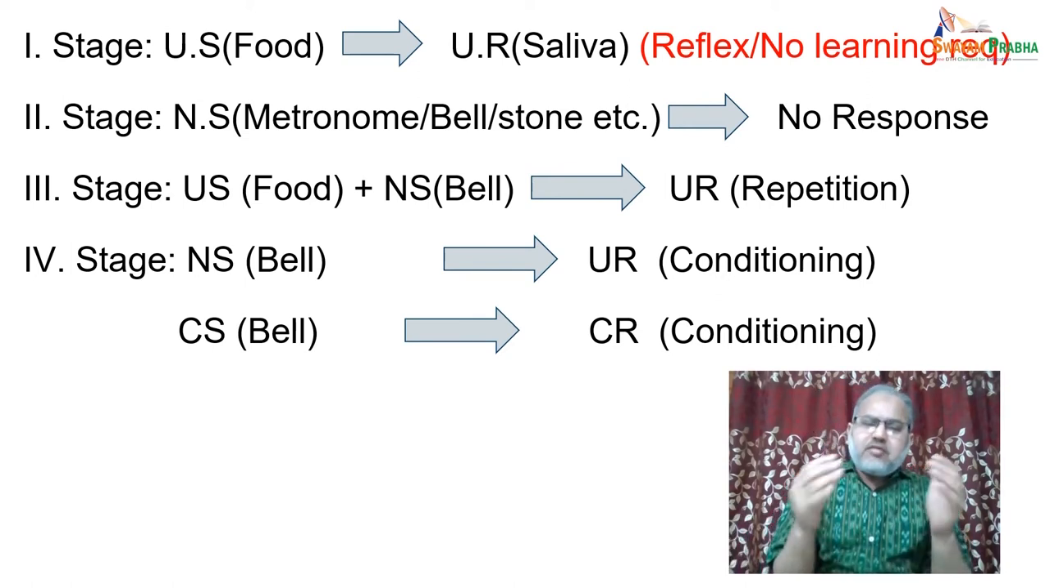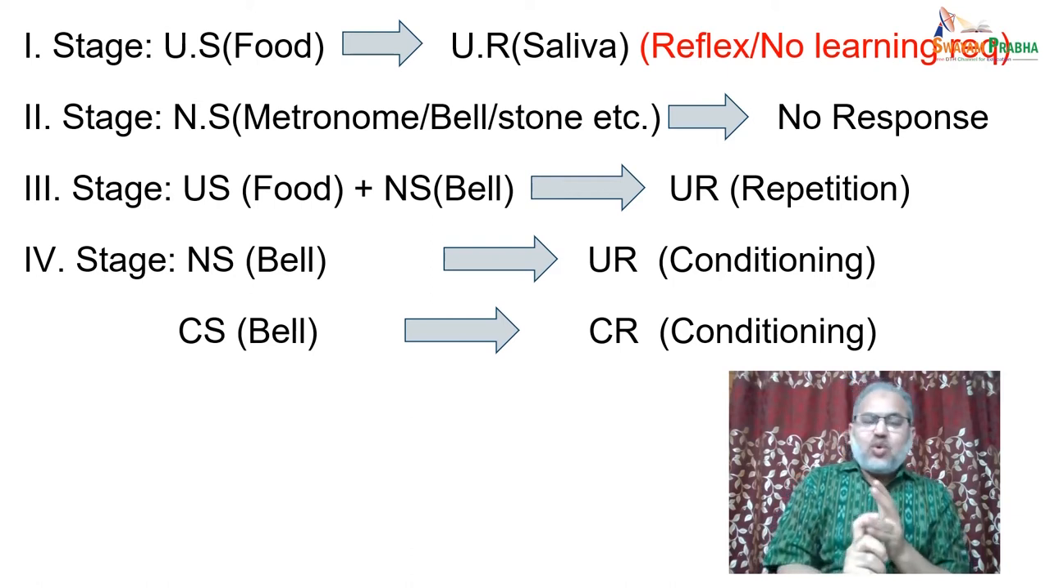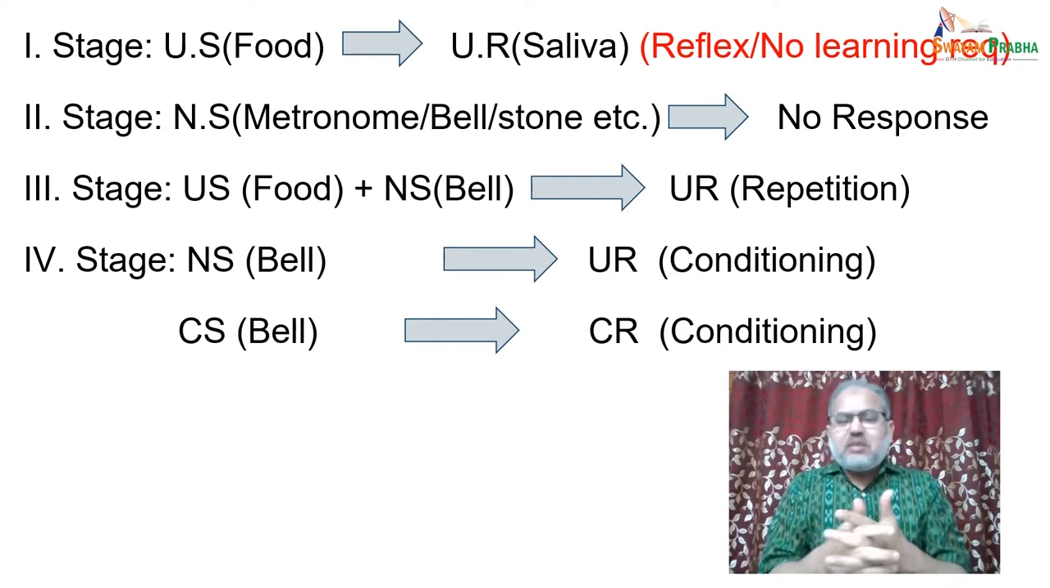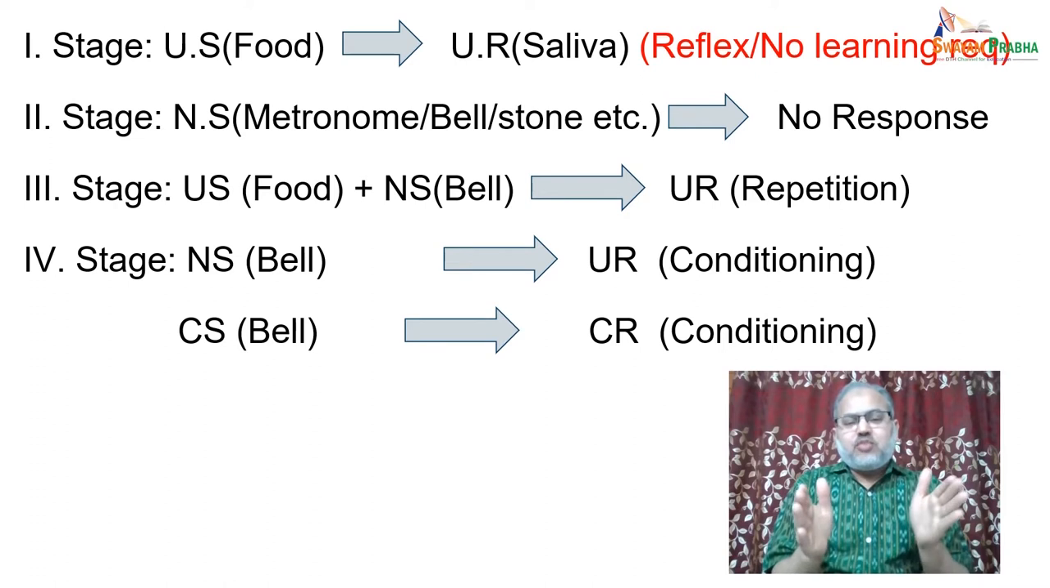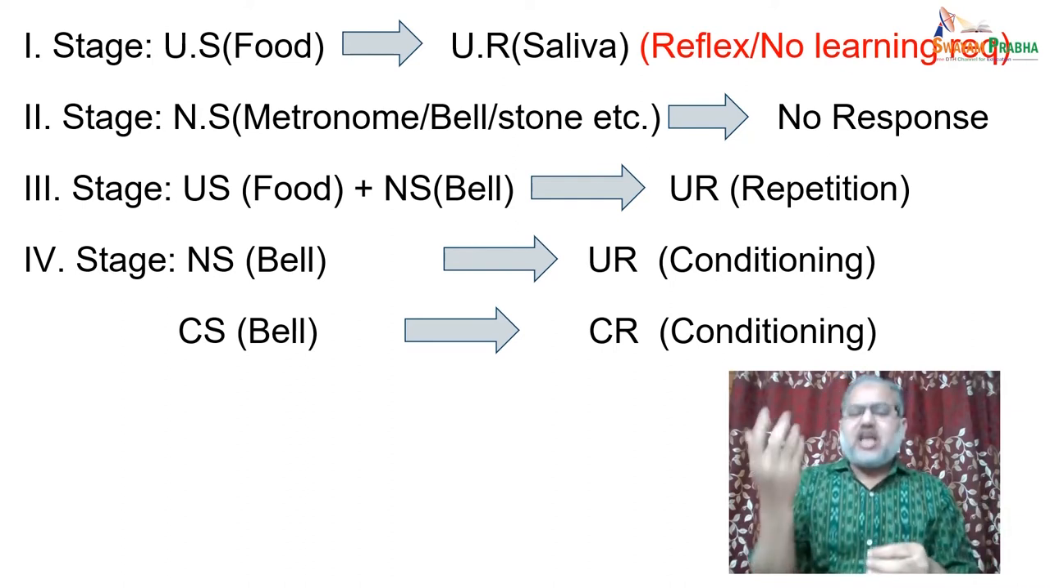Now what Pavlov did at the third stage is that he combined stage one and stage two together. He gave the dog food, and at the same time the bell was rung, and there was a response of salivation. So here in stage three, the unconditioned stimulus, that is food, and the neutral stimulus, that is the bell, were put together, placed at the same time, and the result was that the unconditioned response was there. This saliva secretion must be because of the first stage, that is, the presence of food. But here food and bell are placed at the same time and saliva secretion is observed. And this was repeated many times for many days.